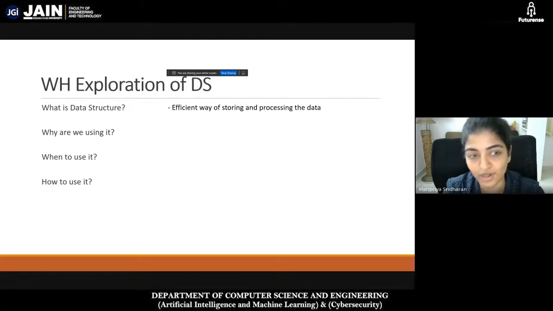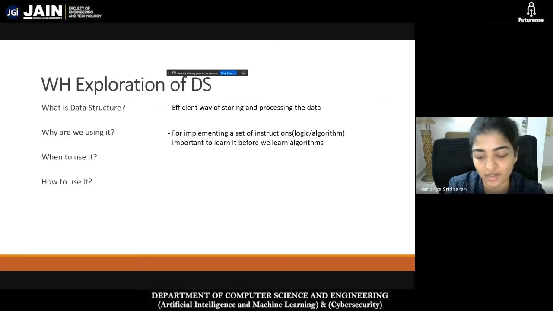So it is important that we learn and know what the different structures are that we have to implement. That is also the reason why we use them for implementing a set of instructions effectively. It's important to learn this well before we jump ahead and learn the algorithms, because the way we look at the data, the way the data is represented, is the key before we even jump into logic, because each use case will have its own data structure.